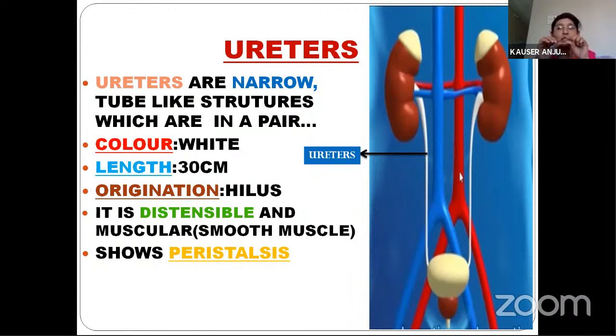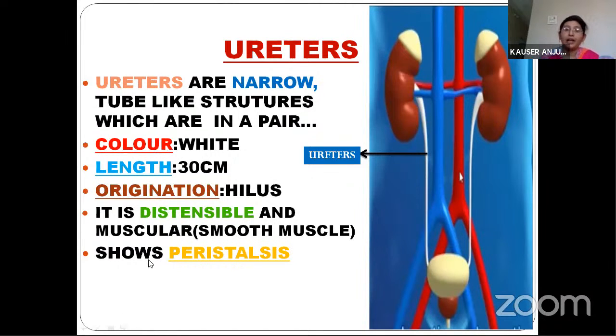So this ureter is a pipe-like structure. It can extend in its length, and it contains some muscles. Where the muscle is present, that organ can expand and contract, isn't it? So it is a muscular structure. That means what type of muscles are present here? There are the smooth muscles.